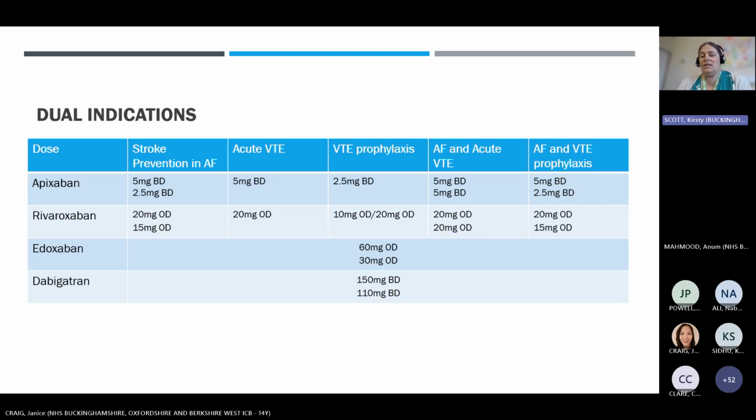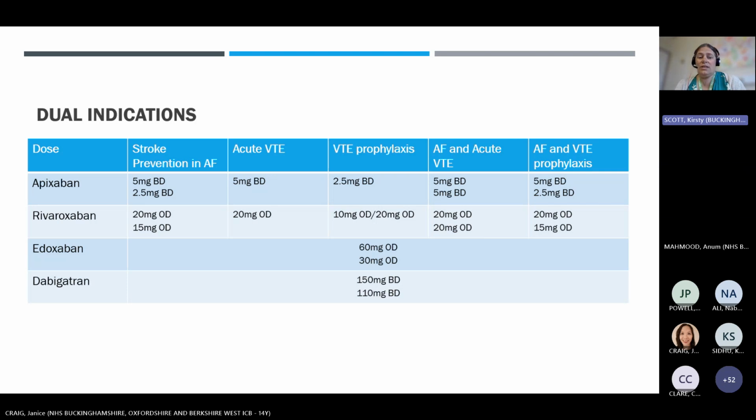If they then need to stay on long-term prevention for an unprovoked clot, then their dose will go back down to 2.5 milligrams twice a day, because that would be the appropriate dose for both their AF and their long-term prevention. Rivaroxaban, slightly different again.